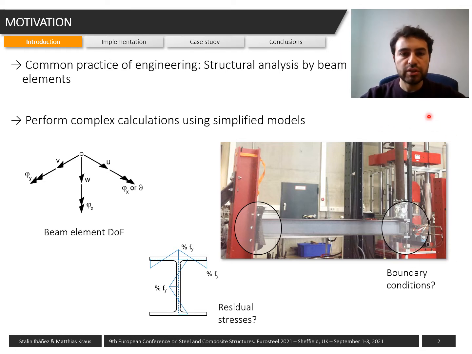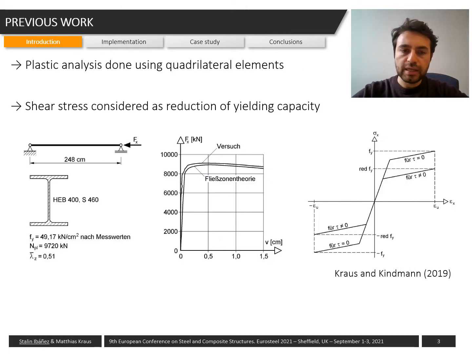However, there are some limitations with beam elements when we want to perform more complex calculations. The problem of analyzing more complex cases, for example material nonlinearities using beam elements, has been addressed before by Kraus and Kidman. In their work, they combine beam elements with the cross-sectional analysis, in which they define the cross-section with small fibers. For every fiber, they calculate the shear and the axial stress of the current load state.